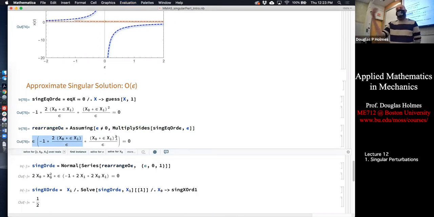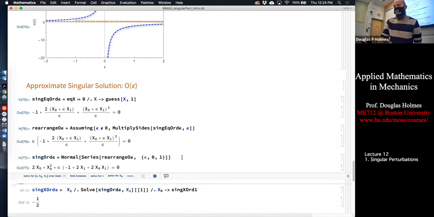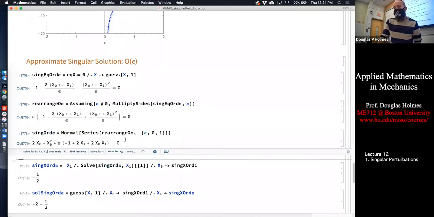And I do the same process. It's all kind of copy and paste at this point. So again, I have the same problem as I had before, where in my new equation here, epsilon is appearing at all sorts of different orders. I have a squared term here. So I have an epsilon squared over epsilon. I have an epsilon over epsilon. I have a 1 over epsilon. So I'm going to do my series expansion out to order epsilon to the 1. And I can solve this equation.